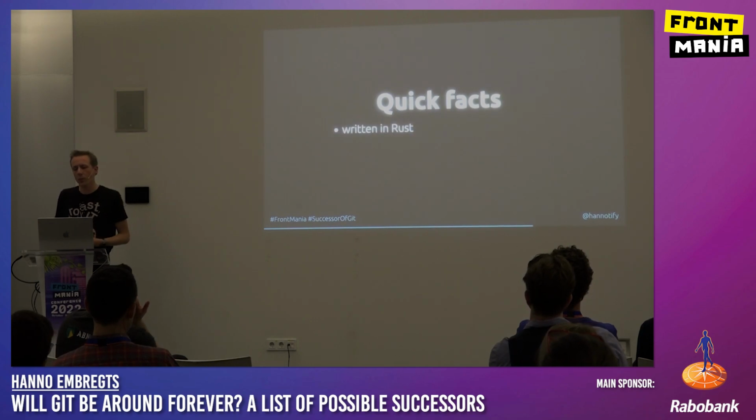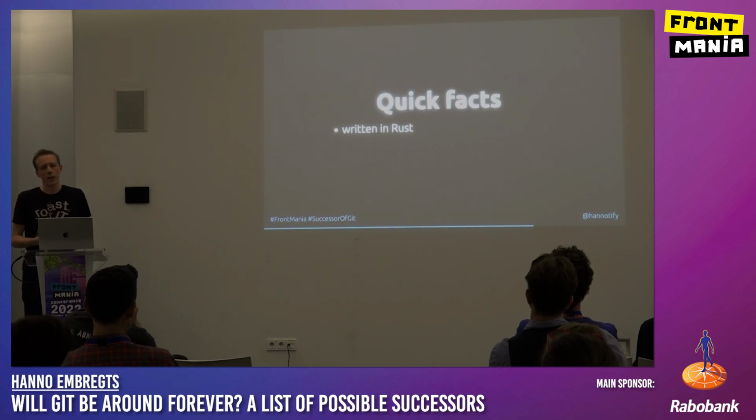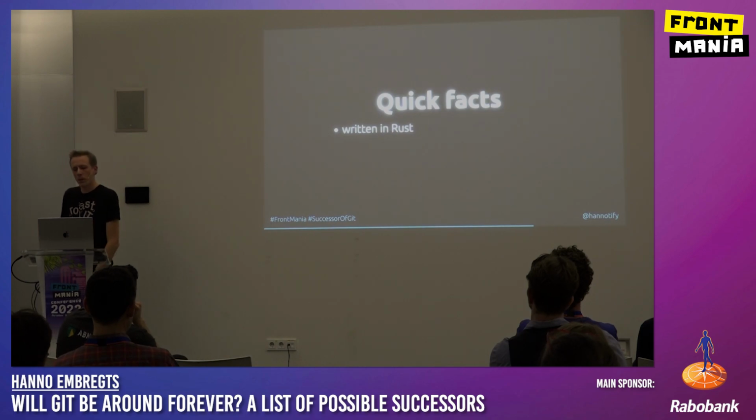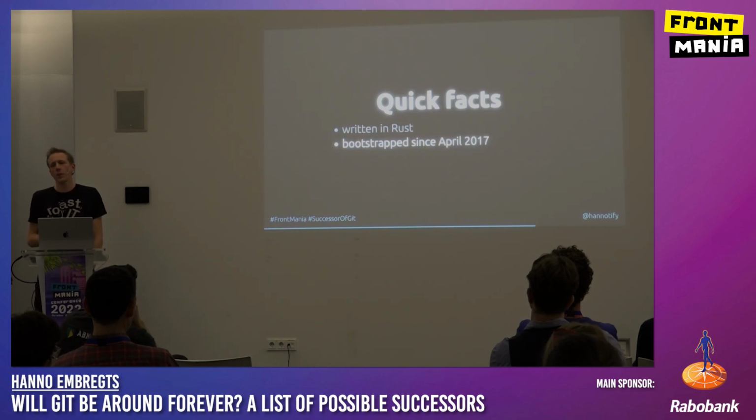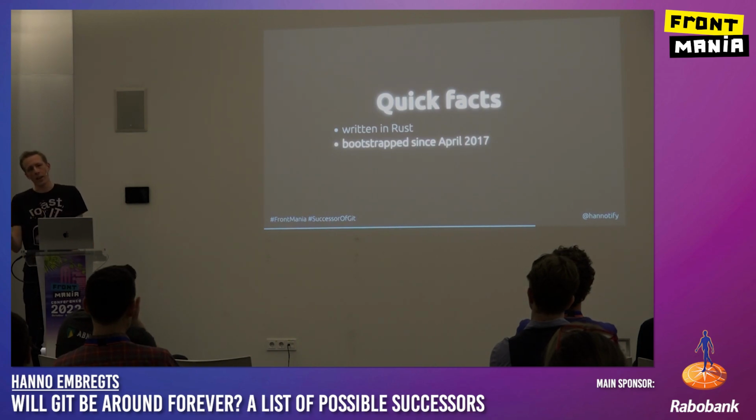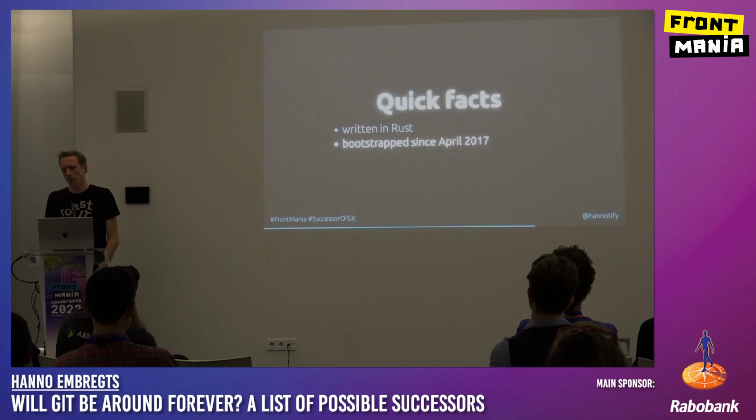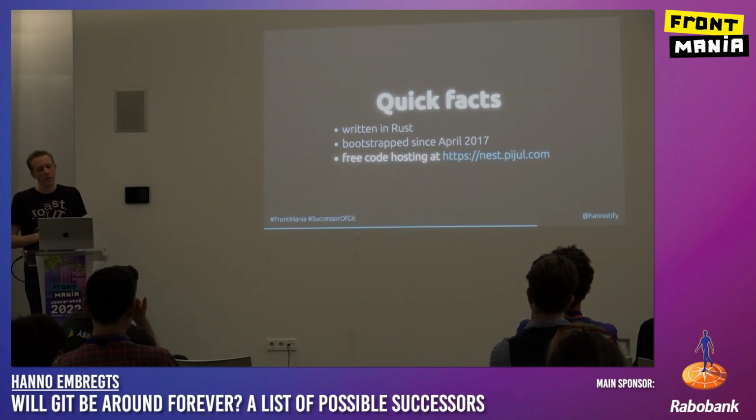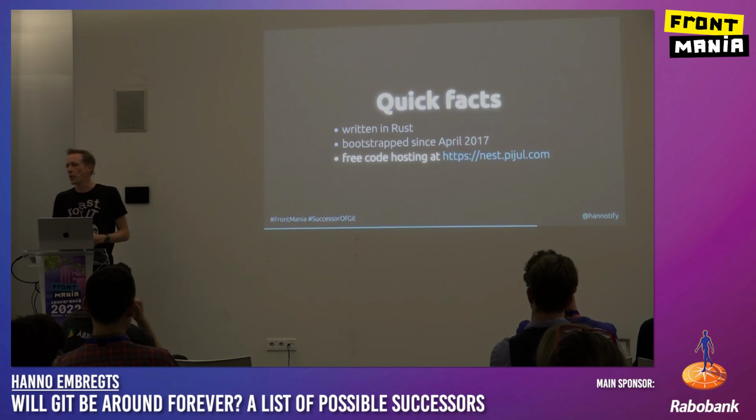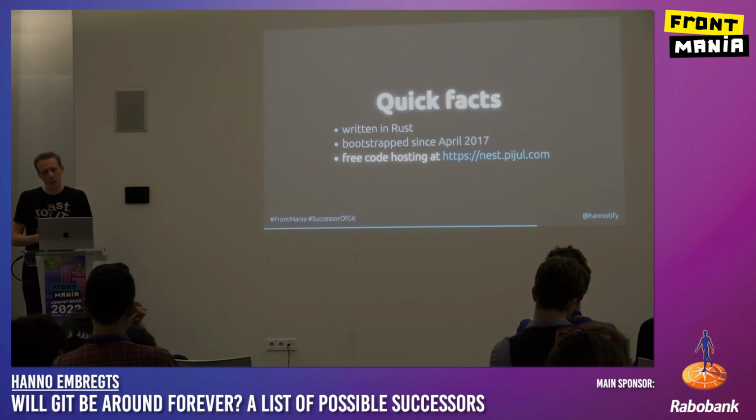Here are some quick facts about Pijul. It's written in Rust. It's one of the faster languages because it's a low-level language, so its performance is often compared to that of C++. It's bootstrapped since 2017, which means they use Pijul to version control Pijul, just like, for example, the people at JetBrains use their own IDEs to develop their IDEs. So they eat their own dog food, actually. And like I said, they offer free code hosting at nest.pijul.com. You can create your own Pijul repo there, push to it if you want.